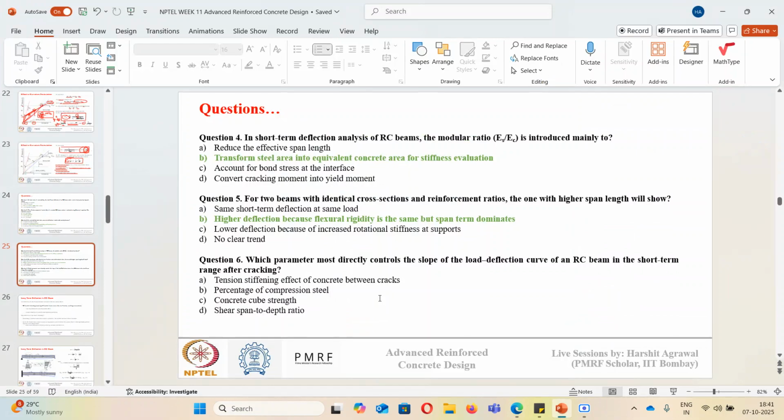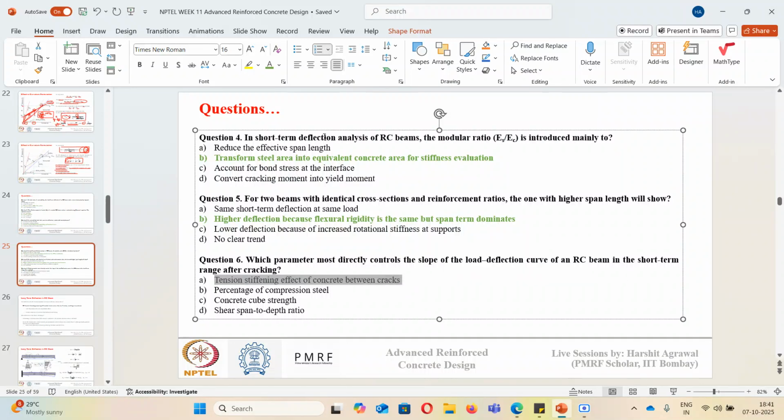Okay, so the correct answer for this question is A. Why? Because when we talk about moment greater than cracking moment, then we need to see how stiff my reinforced concrete beam is to resist that cracking. And that's why we talk about the tension stiffening effect of concrete between cracks.